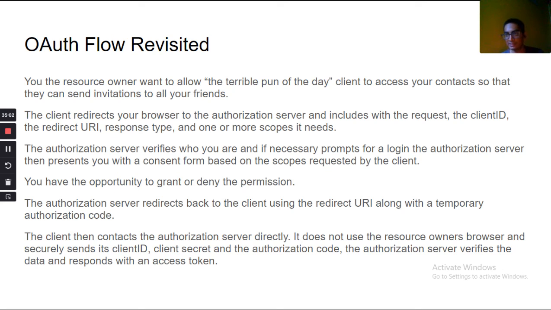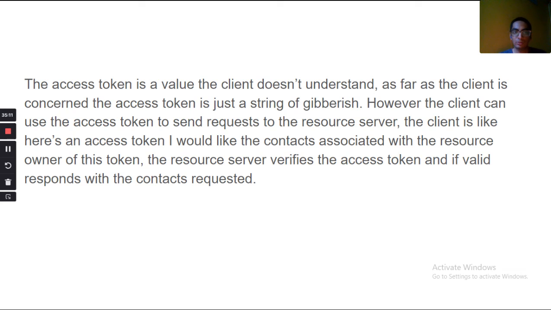This access token is a key which the client will use on the resource server to access whatever resources it wants. The access token is a value the client doesn't understand. So when the access token is received by the client, it doesn't understand it; it will all be gibberish. As far as the client is concerned, the access token is just a string of gibberish. However, the client can use the access token to send requests to the resource server.